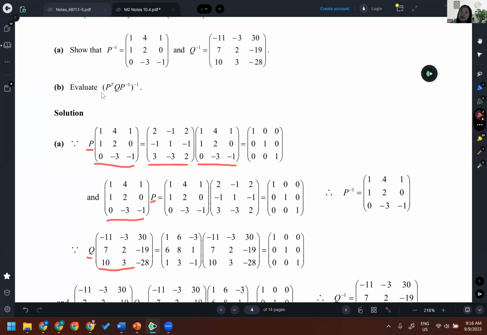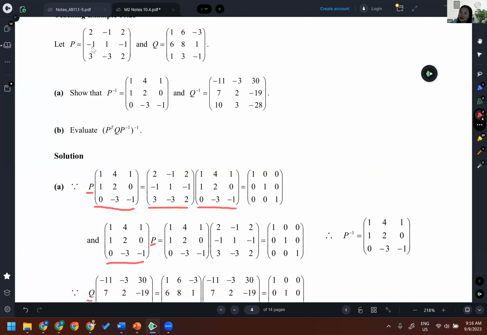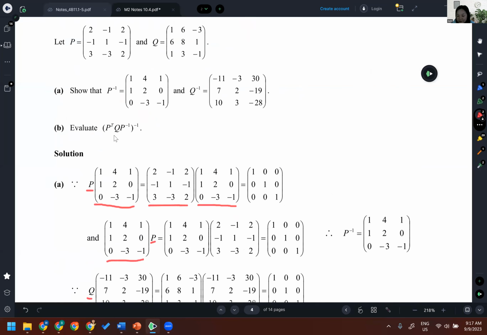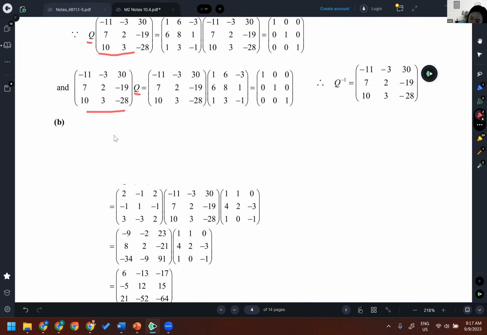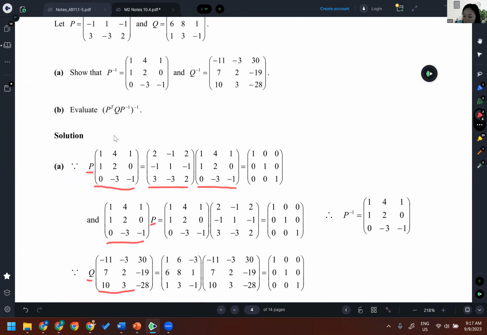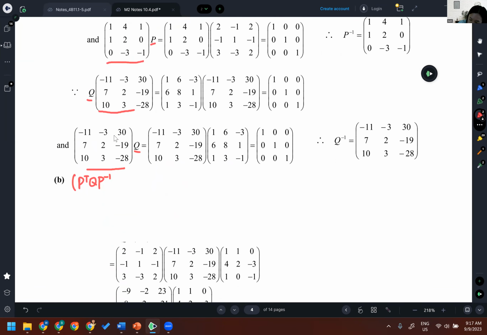Part B, find this. Now, obviously, I'm not going to write down everything and then do the multiplication and then do the inverse. I'm not going to do that. I'm going to use the inverse property. So here's how you use it. The inverse property, (PTQP) inverse. You don't have to do it step by step. You can use the property.